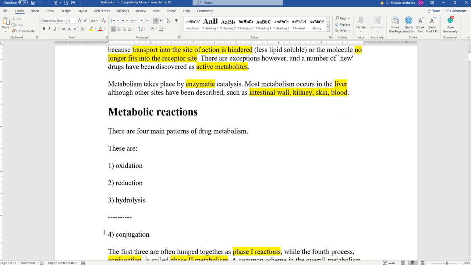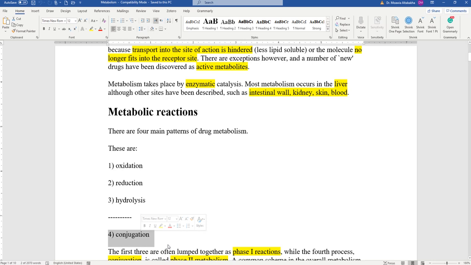Phase 2 reaction is referred to as conjugation. It's also referred to as synthetic reaction. Synthetic, because in phase 2 conjugation, we are adding a molecule or a group to the molecule that we have.